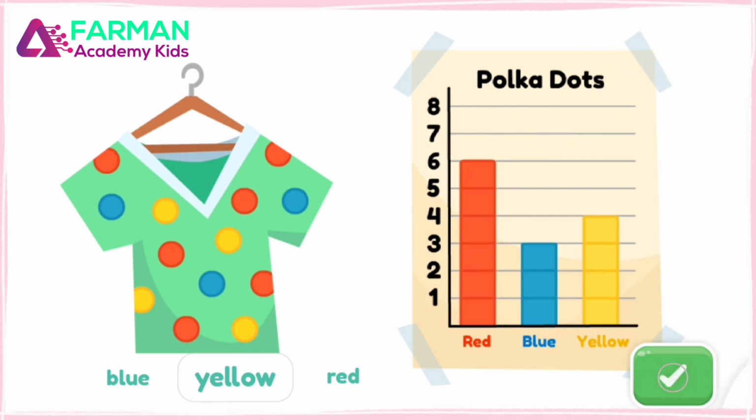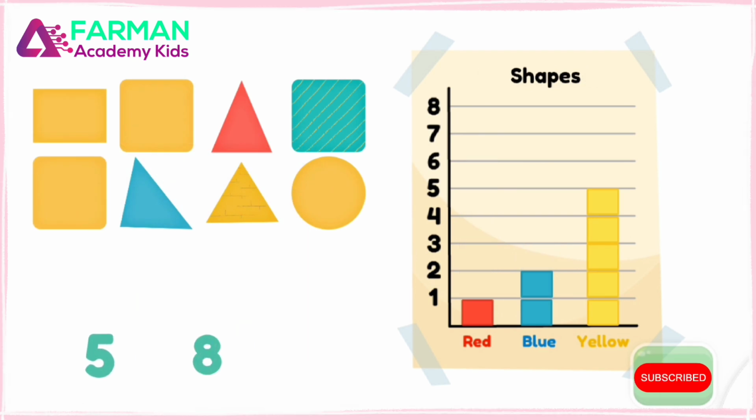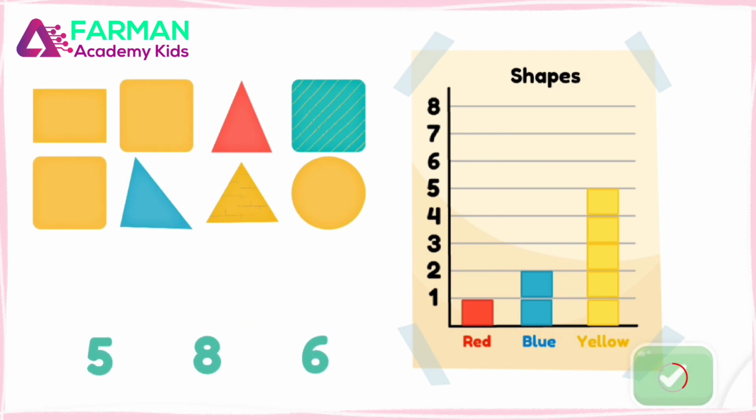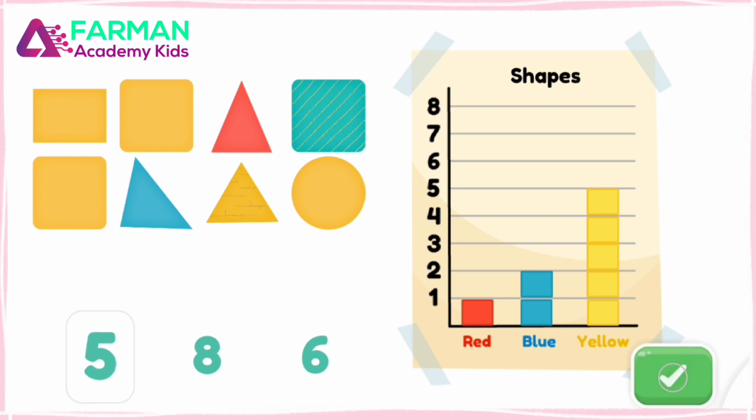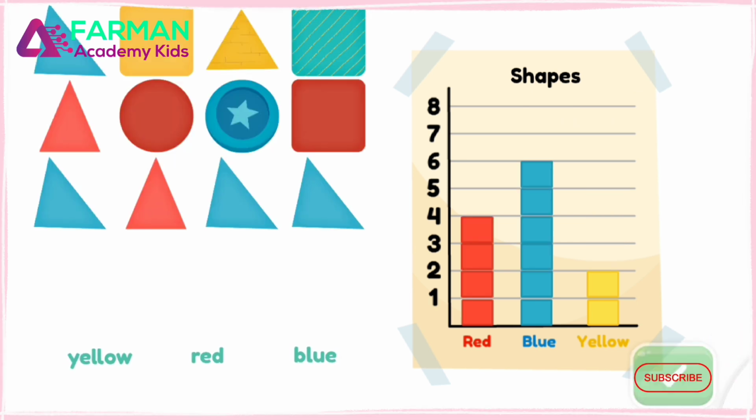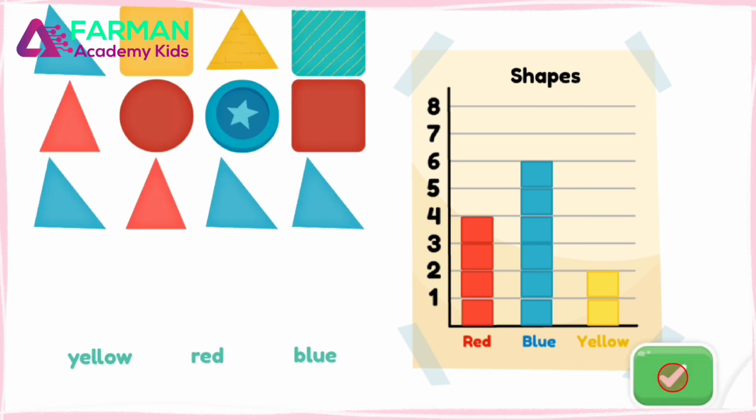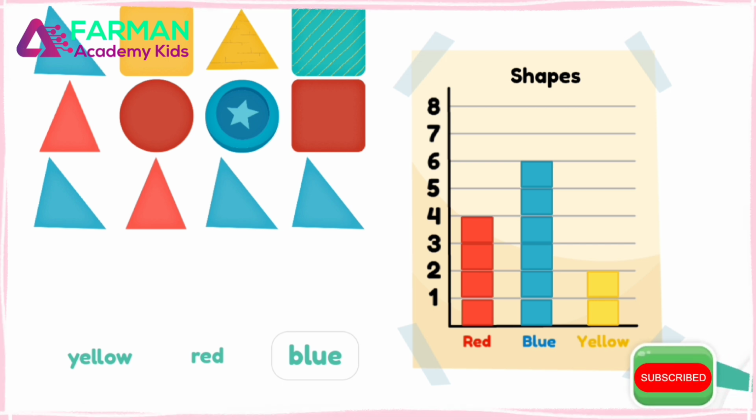Let's use the graph with shapes. How many shapes are yellow? Use the graph to find out how many shapes of each color there are. 5. Great! There are 5 yellow shapes. Which color has 4 shapes? Blue. Make sure only the correct color is selected.